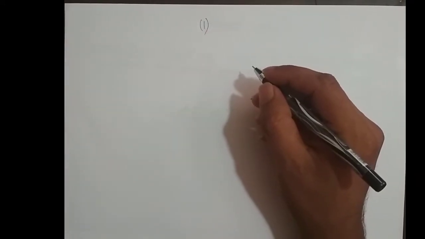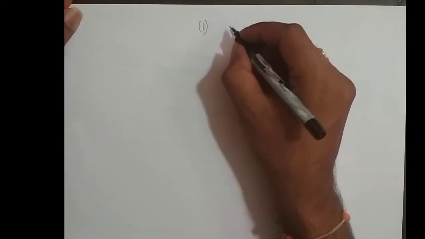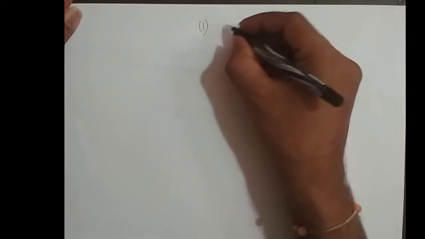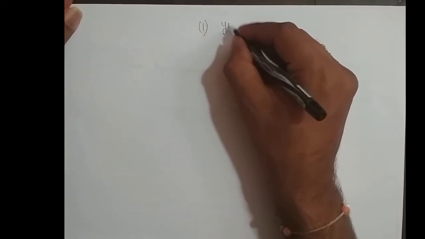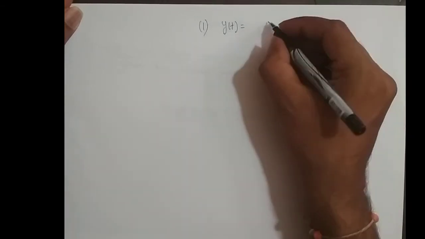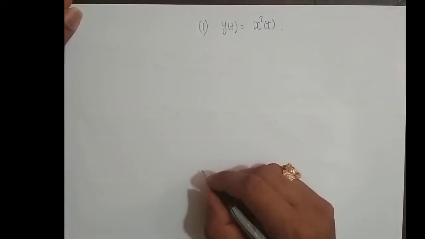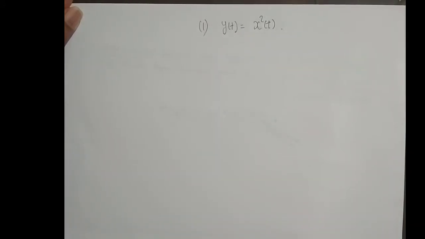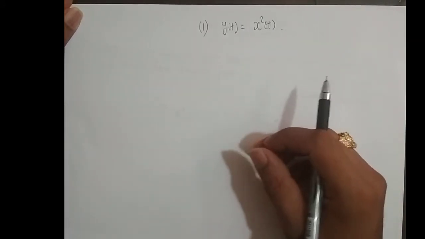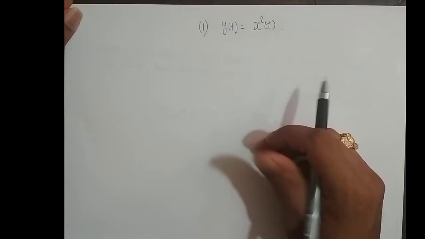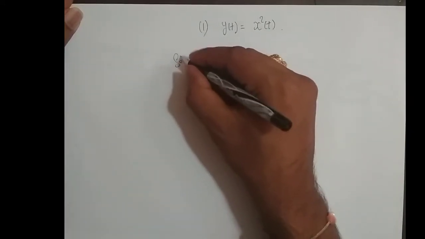We shall analyze a system for its stability in this video, and we'll take a few examples on it. Let our first system be y(t) = x²(t). It's a system where, for every input I feed, the output's amplitude is getting squared, right? So, solution.